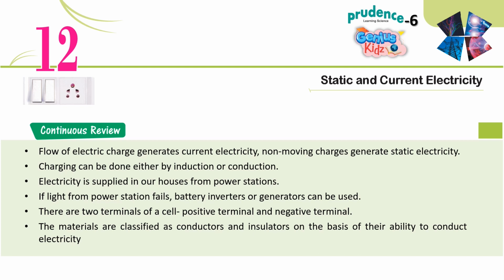Continuous review. Flow of electric charge generates current, electricity. Non-moving charges generate static electricity. Charging can be done either by induction or conduction. Electricity is supplied in our houses from power stations. If light from power station fails, battery inverters or generators can be used. There are two terminals of a cell, positive terminal and negative terminal. The materials are classified as conductors and insulators on the basis of their ability to conduct electricity.